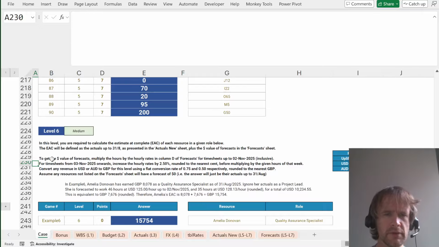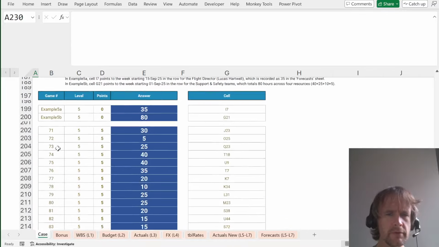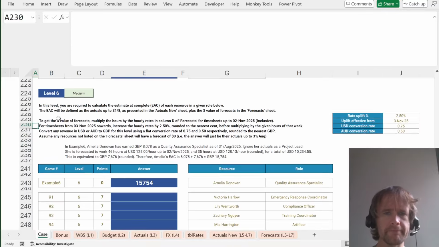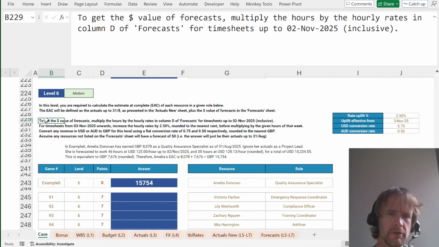So, wait, what, the dollar value of forecast? Were we reporting in pounds before? Oh, fine, whatever. So USD conversion rate, AUD conversion rate. Something is not tying out here, but okay, fine. Multiply the hours by the hourly rate in column D up to the 2nd of November. Increase the hourly rate by 2.5%, rounded to the nearest cent before multiplying by the given hours of that week.